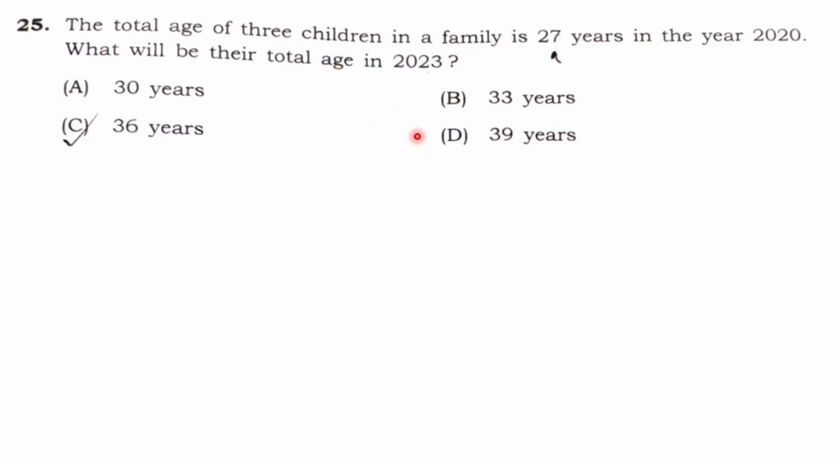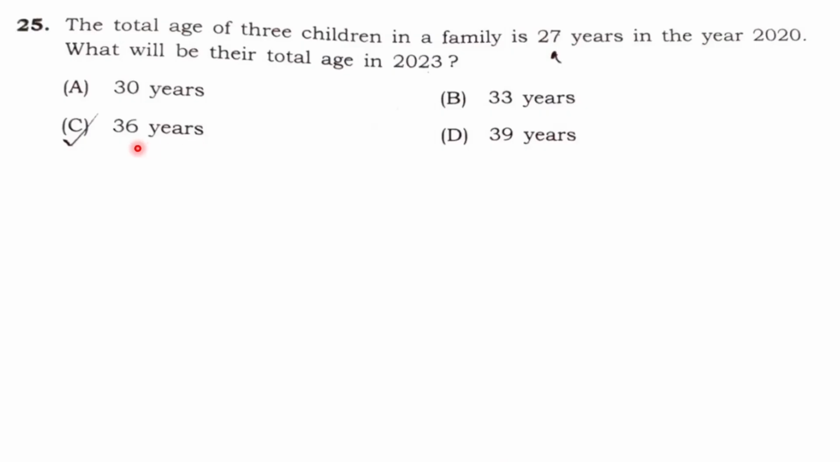Next question, the total age of three children in a family is 27 years. We will consider there are three children and the total is 27 years. The question is what will be their total age in 2023? Clearly for three children, after 3 years each of them will have 3 years extra. Therefore 3 plus 3 plus 3 will be 9, and this 9 we have to add to the existing number 27.